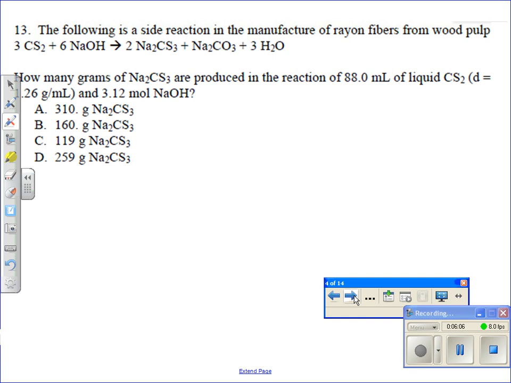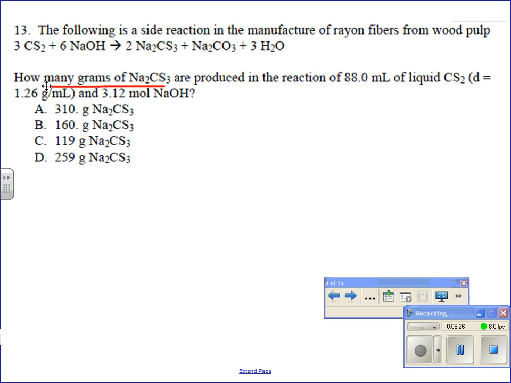Next one, 13. It asks you how many grams of Na2CS3. I think I initially keyed this wrong. The correct answer is B on this one. So if you look when you go to do this, you take two givens. This is basically a limiting reactant, or you're trying to find a theoretical yield here. You have a given, there's one reactant and a second reactant. That means you have to do two grids.